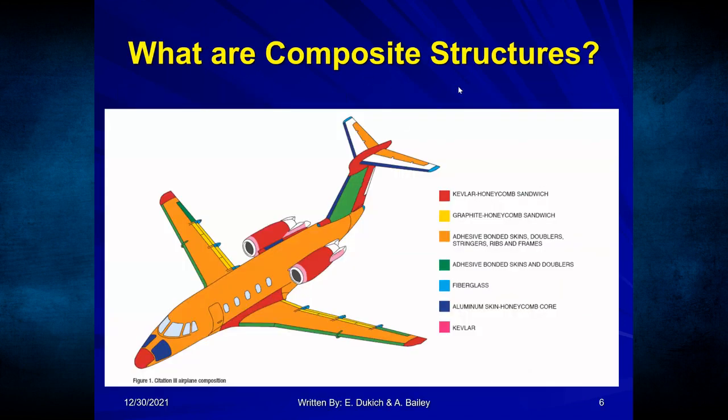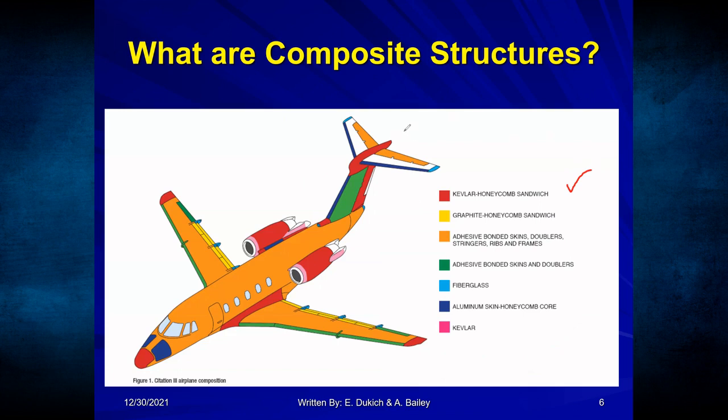Now, what are composite structures? You may ask yourself. Composite structures are areas of the aircraft where a metallic is attached to another metallic, we call that bonded, or made of different layers, such as, and let me use my tool here to highlight these areas, Kevlar, honeycomb sandwich structures.